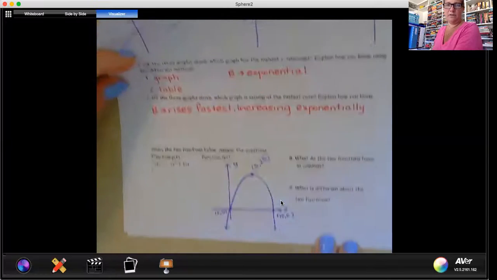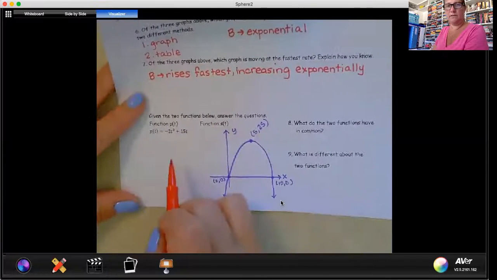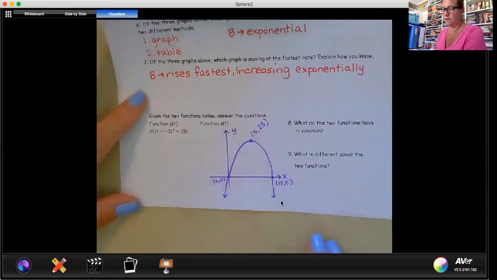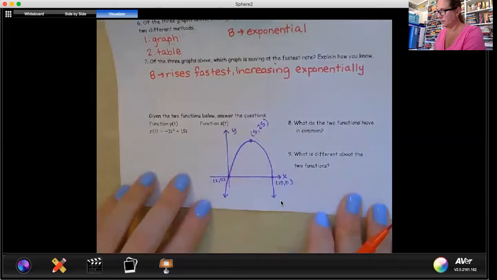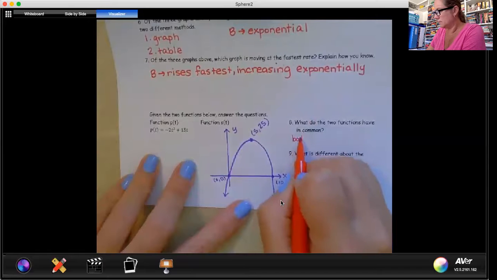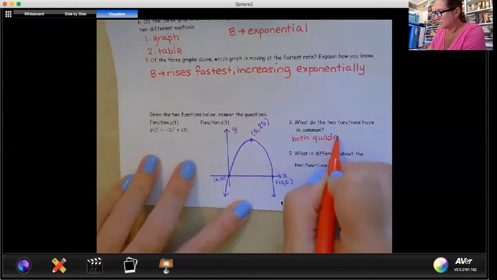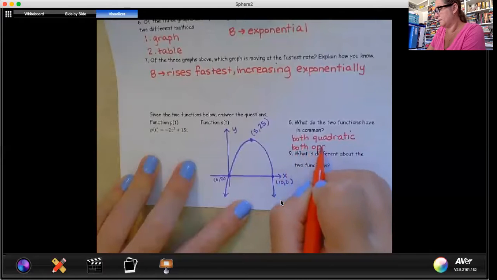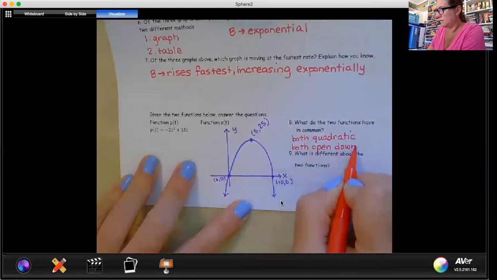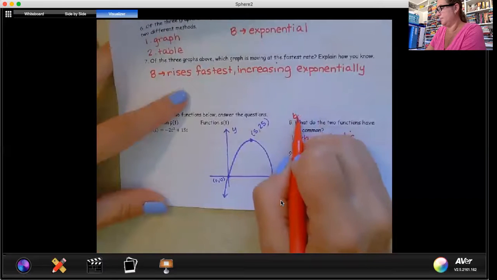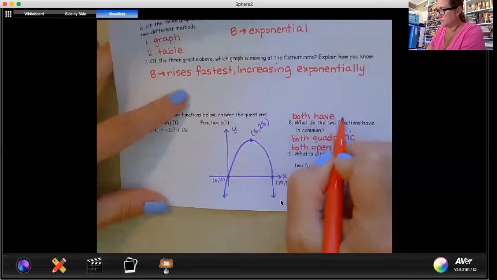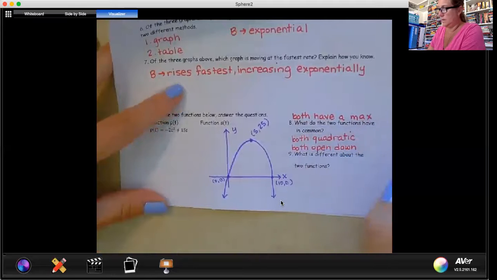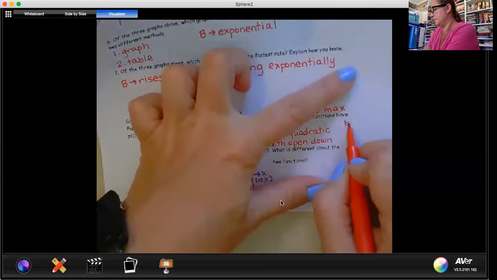All right, given the 2 functions below, answer the questions. So here's the first function, it is an equation, and here's the second function, and it's a graph. This is not the graph of that function. So what do the 2 functions have in common? Well, first of all, they're both quadratic. They both open down. They both have a maximum. And they both have a negative coefficient of x squared.